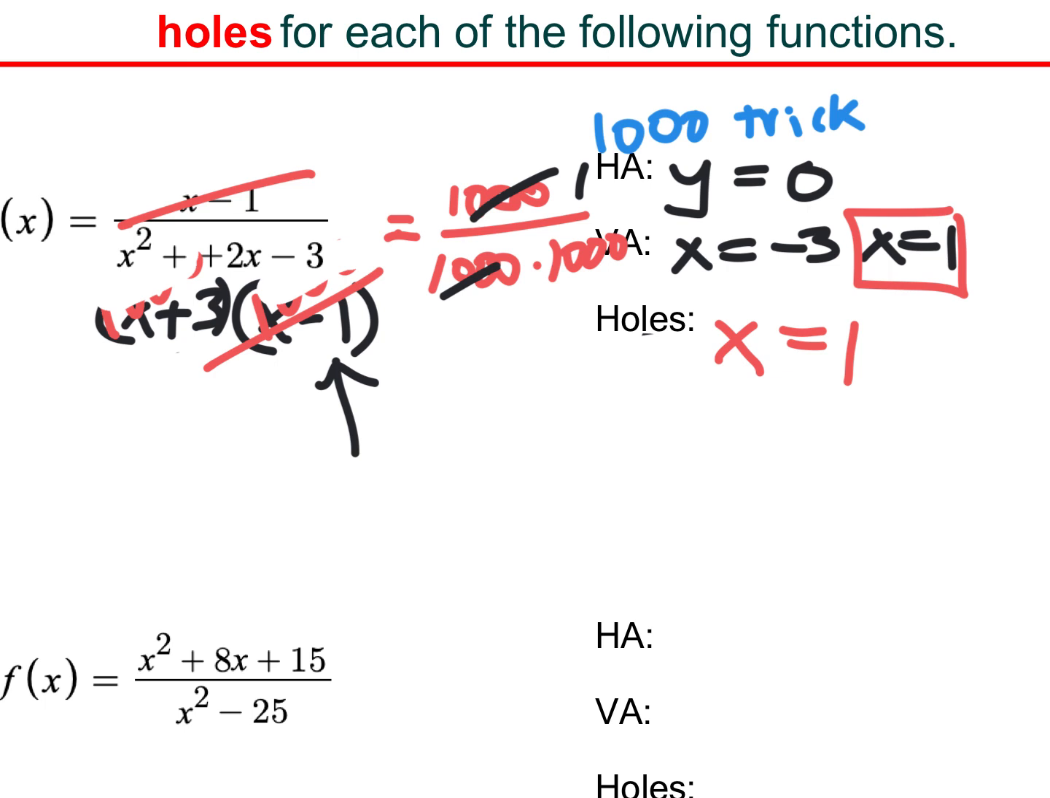And in the battle between the hole and the asymptote, the hole wins. It isn't an asymptote anymore because it's even more special. Anything that makes the bottom 0 has a chance to be an asymptote, but this one's more special than that because it canceled on the top. So there's a hole at x equals 1.